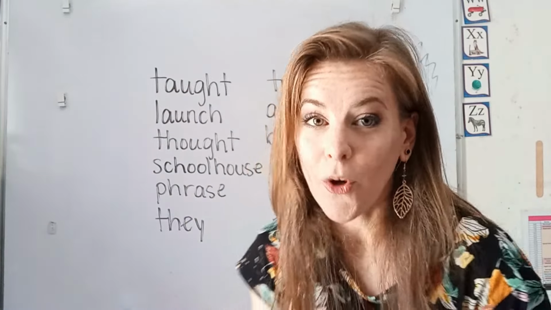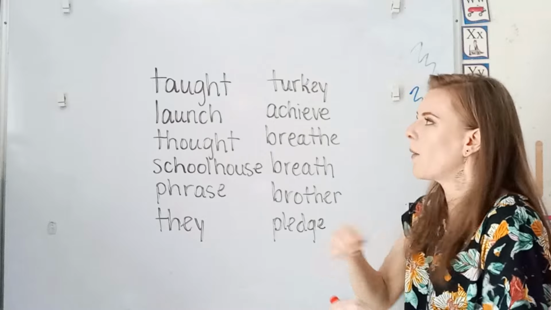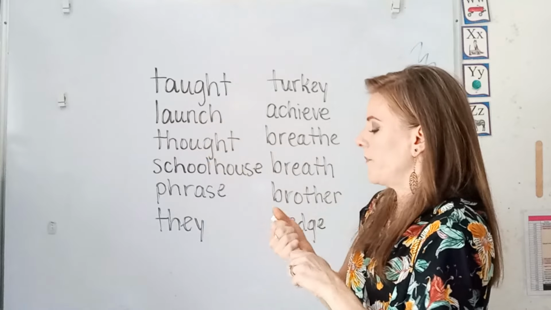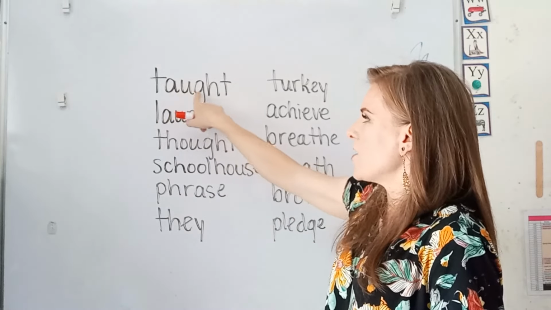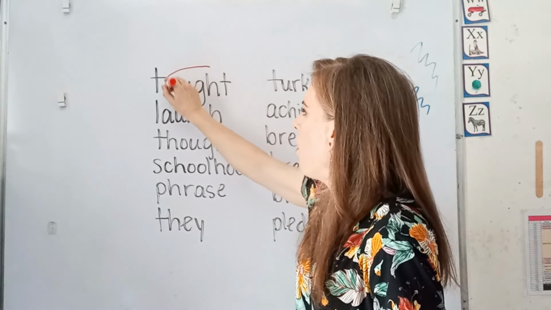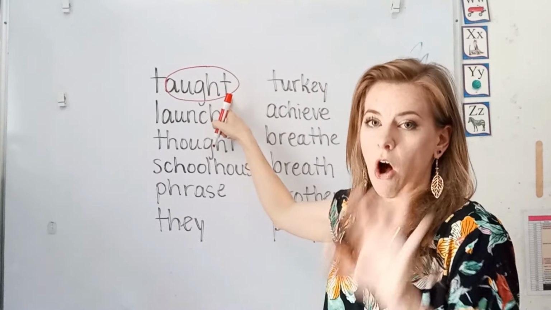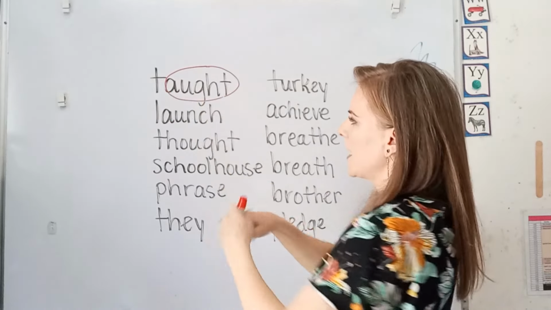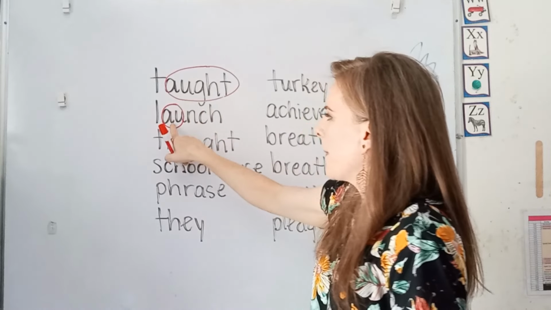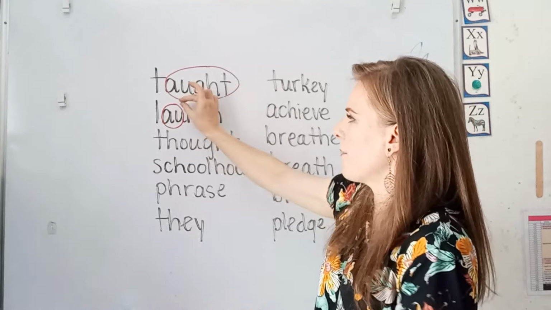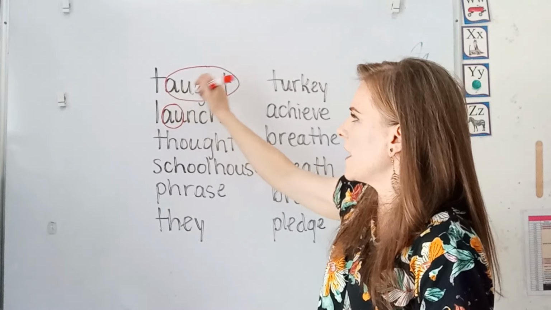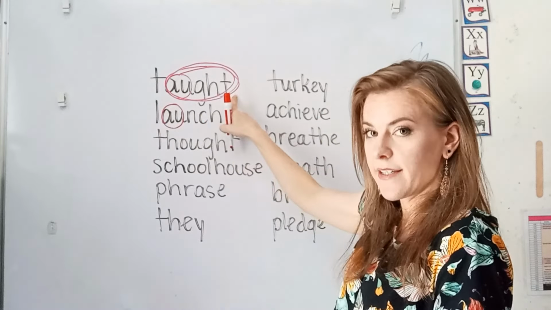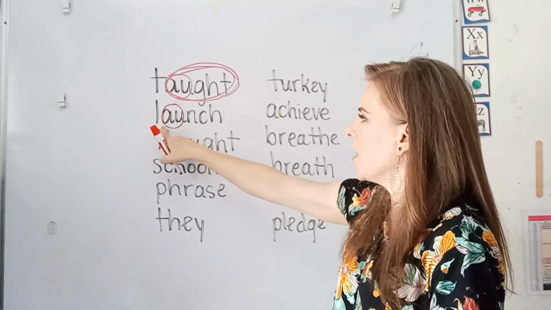Now, we're going to look at the board at some examples. Here we have quite a few examples. I wanted to show you some differences in words. So here we have taught and launch. When you see the A-U-G-H-T together, this whole thing is the special sound. All five letters. When you have the G-H-T with it, it goes with it. Here you have the AU, but you do not have the GH. So these are separate special sounds. Here, the whole thing is a special sound. So we have taught. Then here we have launch.